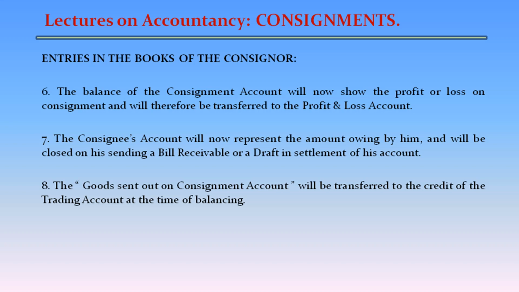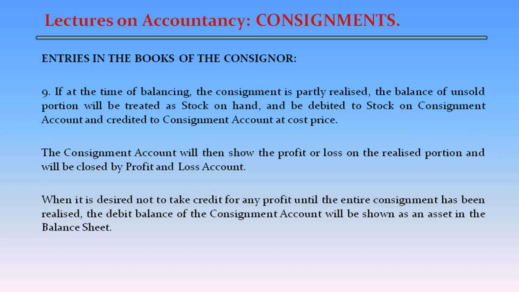8. The goods sent out on consignment will be transferred to the credit of the trading account at the time of balancing. 9. If at the time of balancing the consignment is partly realized, the balance of unsold portion will be treated as a stock on hand and be debited to stock on consignment account and credited to consignment account at a cost price. The consignment account will then show the profit or loss on the realized portion and will be closed by profit and loss account.